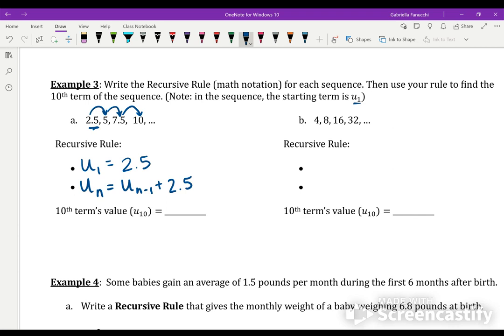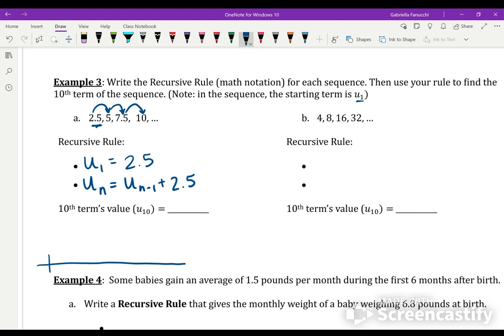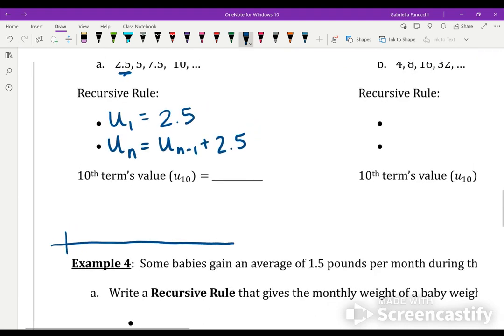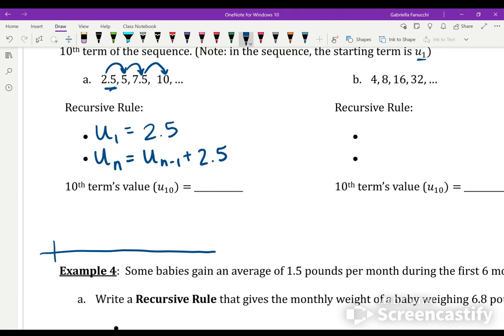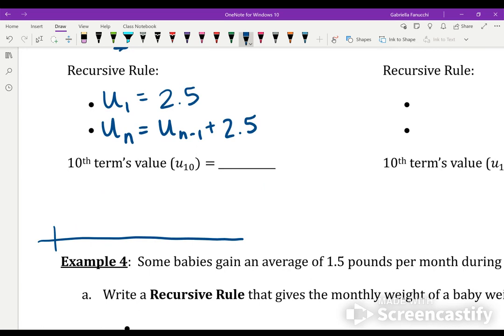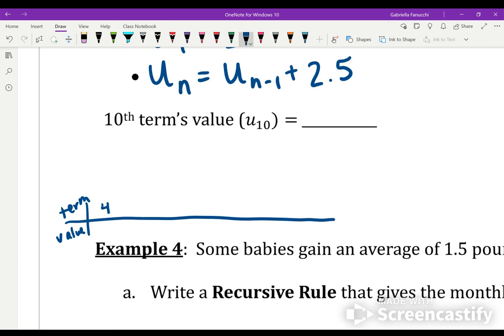Okay? Now, to get the 10th term, we could go ahead and make a table. That is perfectly fine to make a table. And I'll show you both ways. I'll make a small table down here. So if we already know that this is U1, U2, U3, U4, let's go ahead and start at the term, and then let's put the value. I'm just going to start at the 4th term, and then we're going to find 5, 6, 7, 8, 9, and 10.